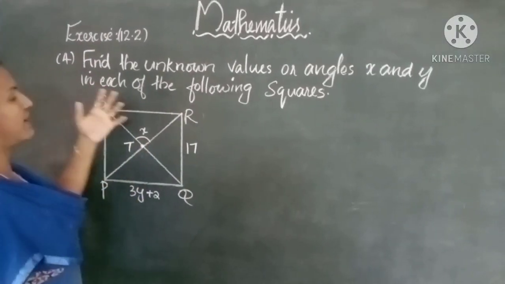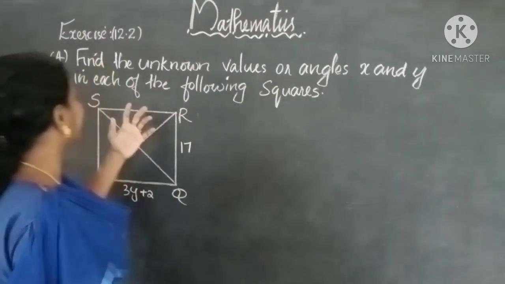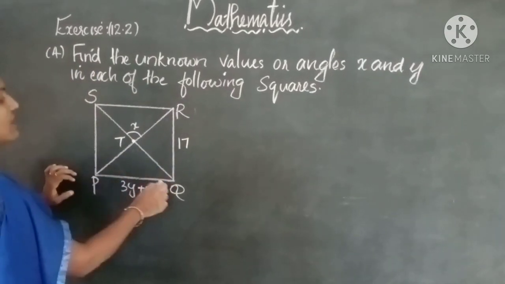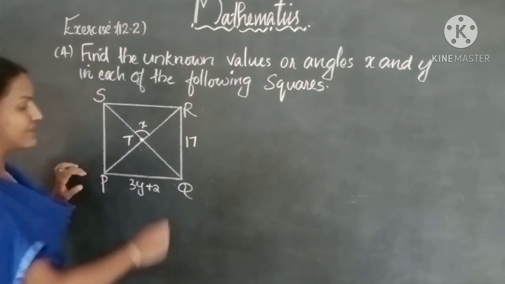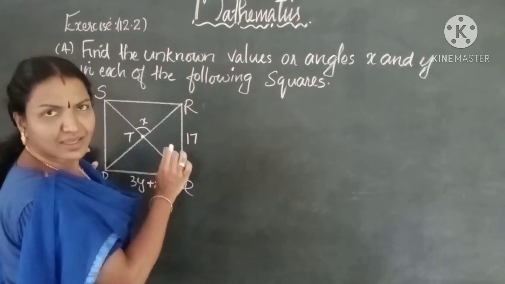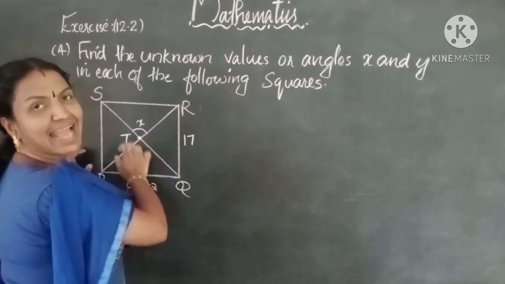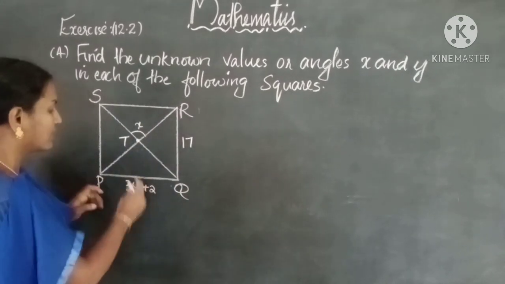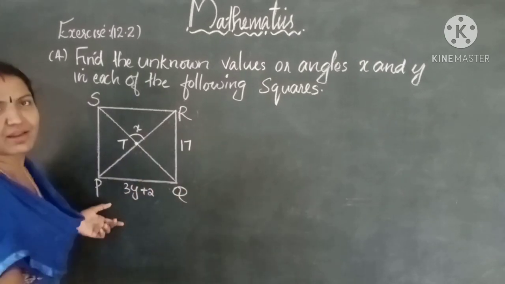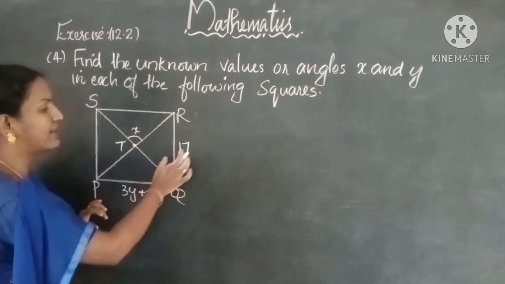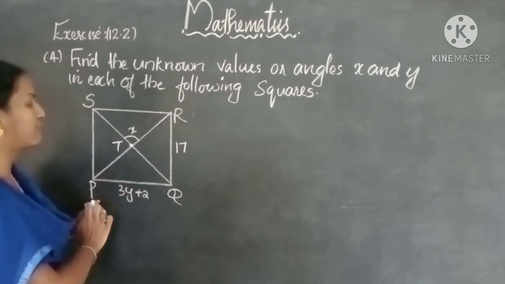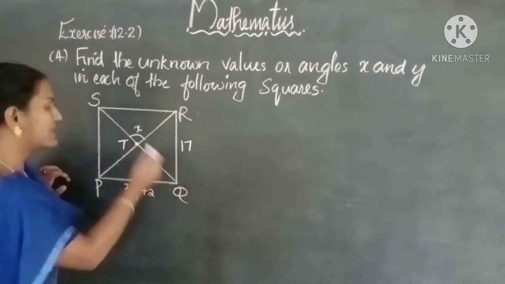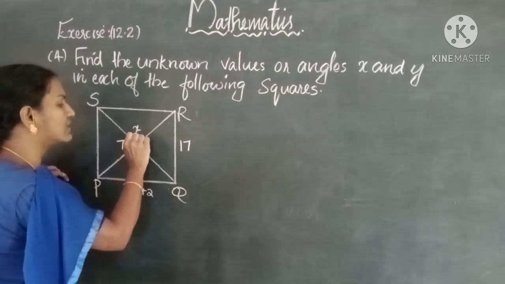Next, question number 4. Find unknown values of angles x and y in each of the following squares. Here PQRS is a square. In a square, all sides are equal. Then the diagonals are also equal. Diagonals are perpendicular to each other. So PQ and QR are equal. 3y plus 2 and 17 are equal. Then diagonals are perpendicular to each other, so angle x is equal to 90.